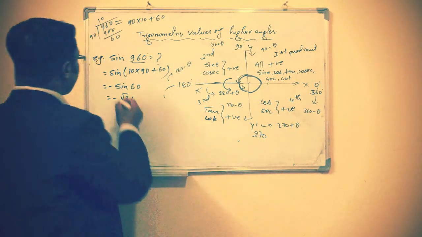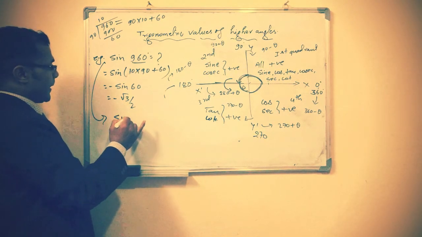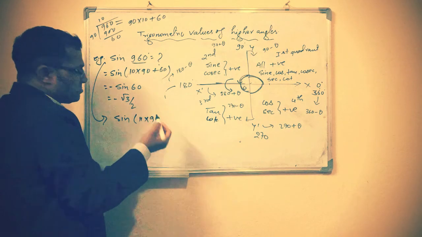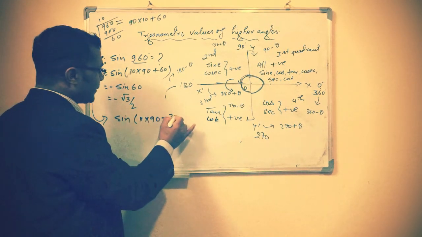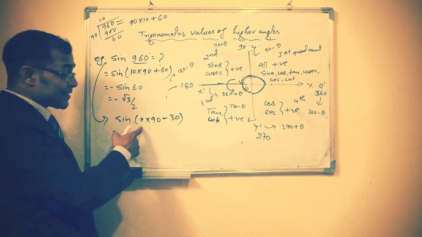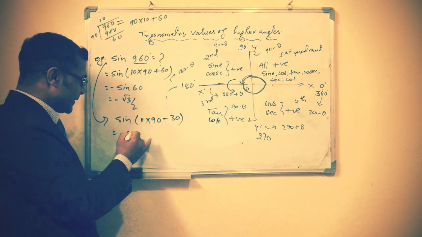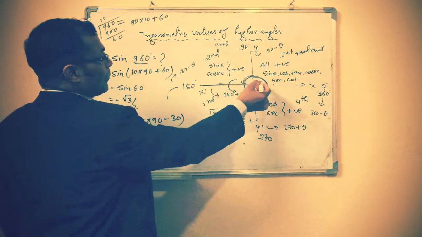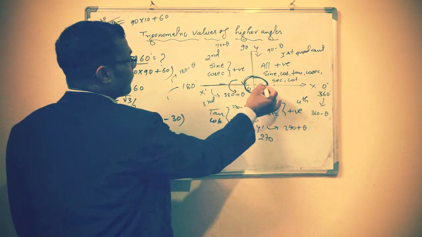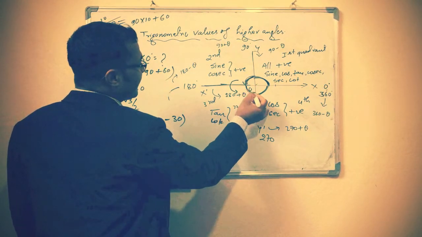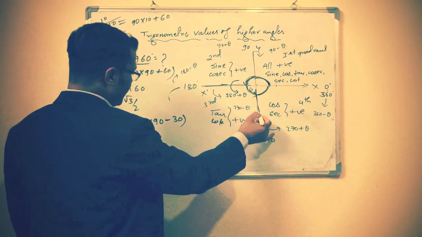See, there is one alternative option also. You may do like this also. Sine, instead of writing 10, what you can do is 11 into 90. No problem. 990 minus 30. Right? So here, 11 and 90. Since 11 is an odd multiple, the ratio will change. Cos 30. And same. 1, 2, 3, 4, 5, 6, 7, 8, 9, 10, 11.